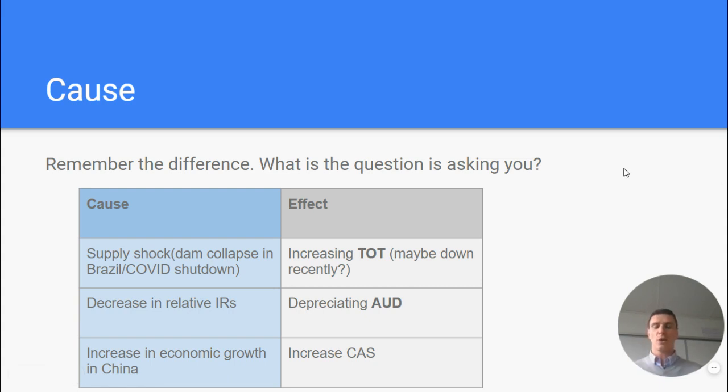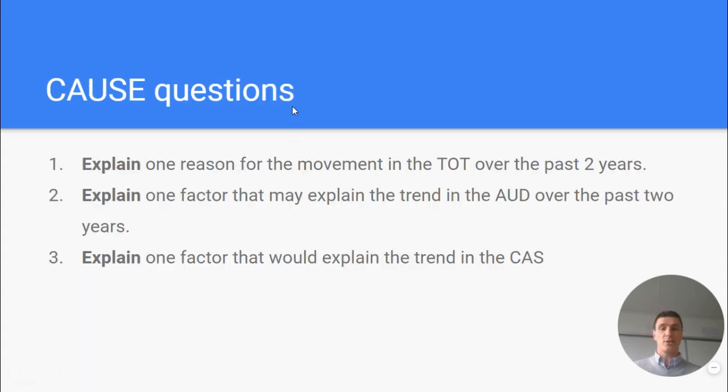Okay, for some reason we struggle with this on this particular area of study. So is the question asking you about the cause of an increase in the terms of trade? Well, then you should be focusing on the supply shock in Brazil, or maybe the increase in demand from China. Is it asking you about the cause of a depreciating dollar? One of the factors that determine the exchange rate. Is it asking you about the cause of an increase in the current account surplus? Again, one of the factors could be an increase in economic growth, as it just starts raining here. So if the question is asking you about the cause, you should be focusing on this blue section here. Okay, there are some examples of the questions that you might get that are asking you to explain the cause.